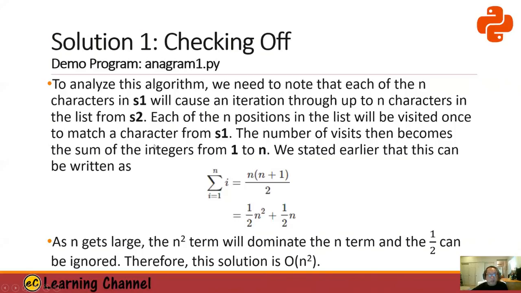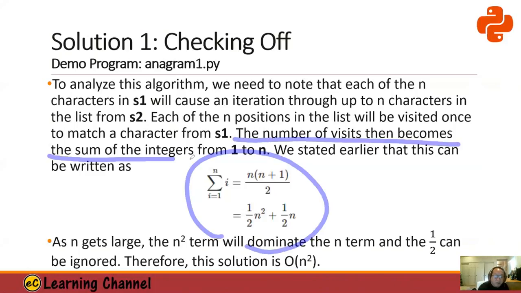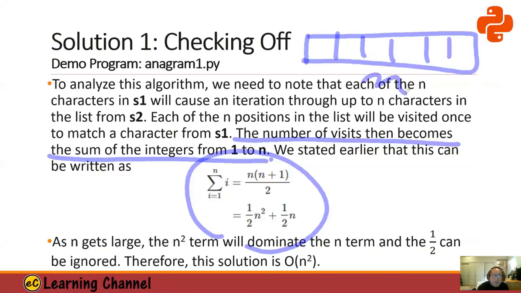Okay, so the number of visits becomes the sum from 1 to n. So basically the first one you visit 1, and then second one you visit, totally you will visit 1 to n. Okay, so that's how you come out with this complexity. So the total number of visits is 1 to n. So basically you have n in the second list, and the first one you have n elements, right? So the first one you go and maybe check out 1, right? And then it will become n minus 1, and then keep dropping because you keep checking that out, until the last one you only have 1.